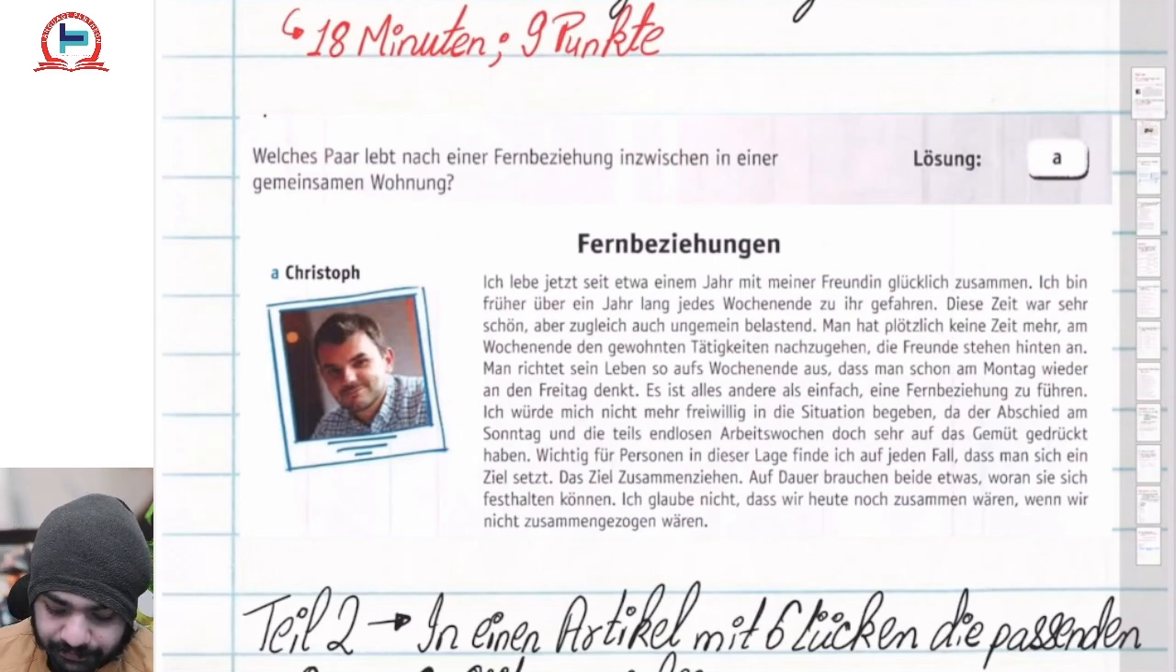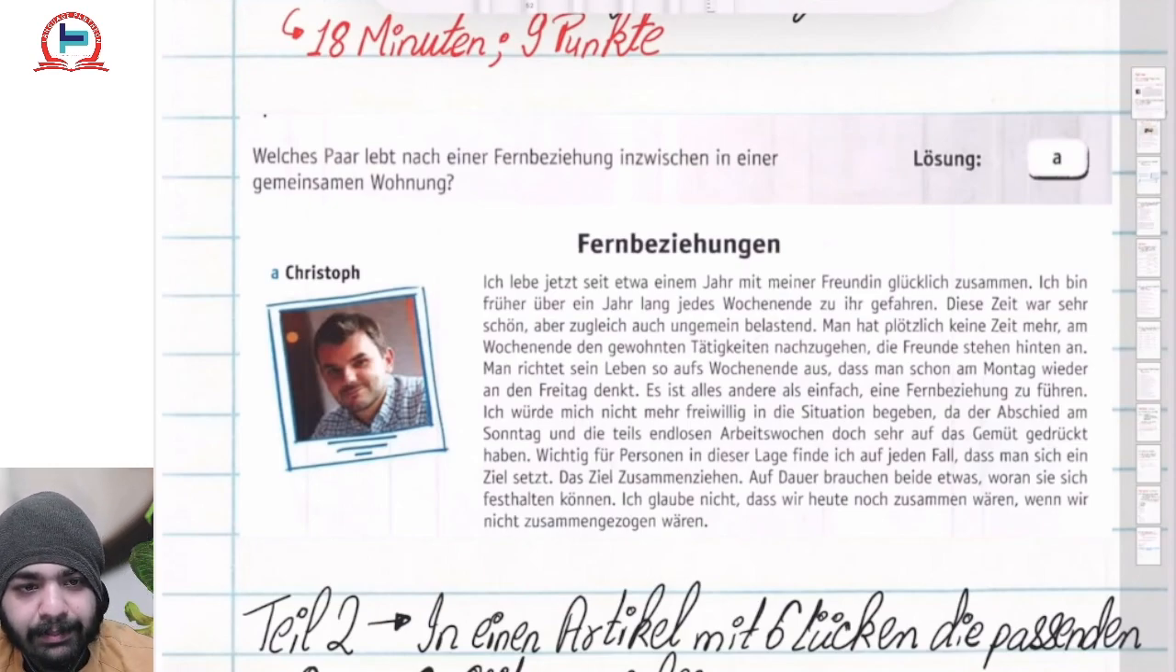Zum Beispiel, welches Paar lebt nach einer Fernbeziehung inzwischen in einer gemeinsamen Wohnung? Which of the pair is living after a long distance relationship right now in a common flat? So even though you have just one person here, in the actual exam you'll have 4 people, out of which you have to choose.